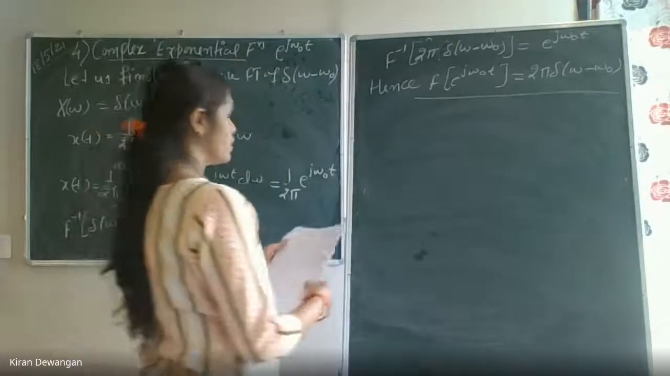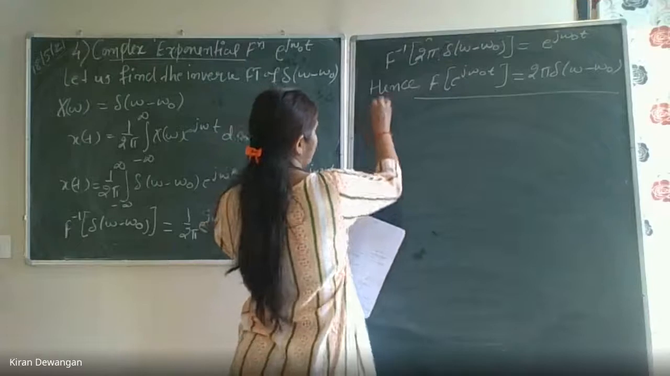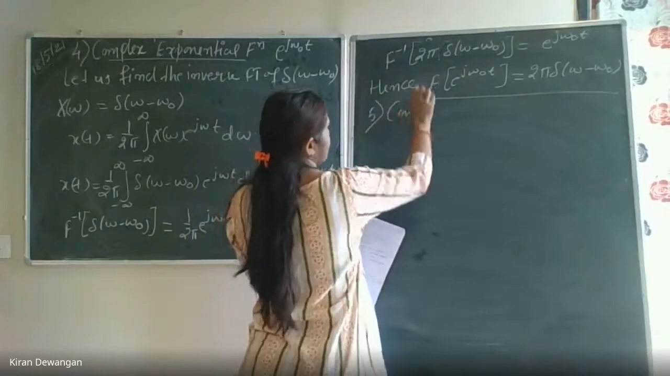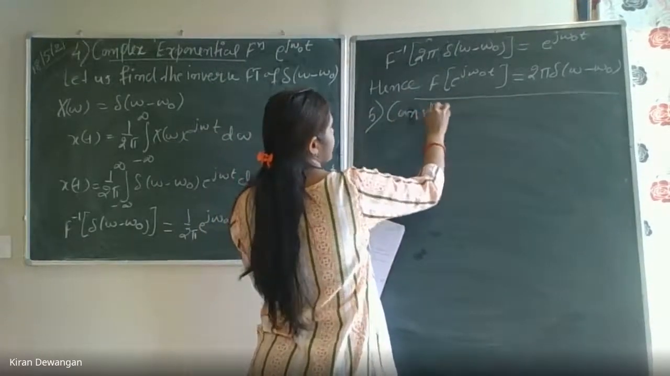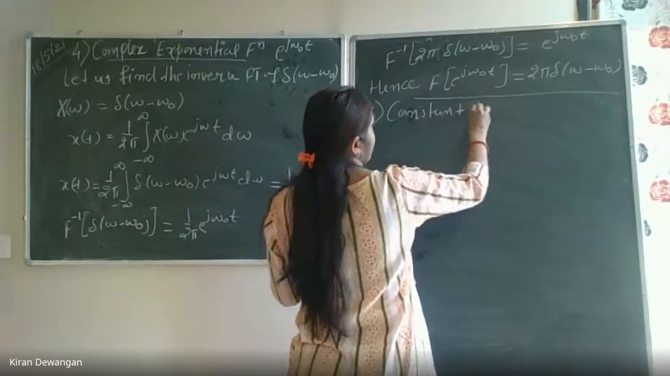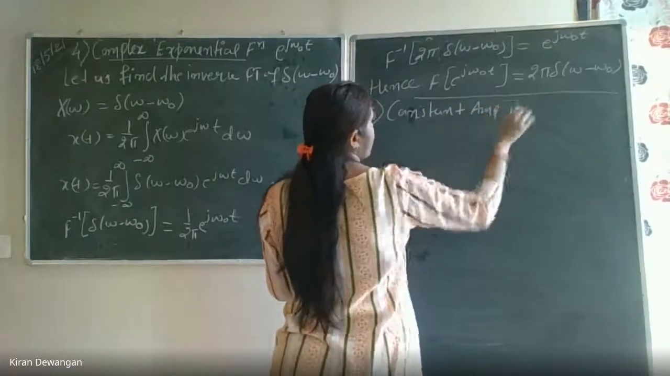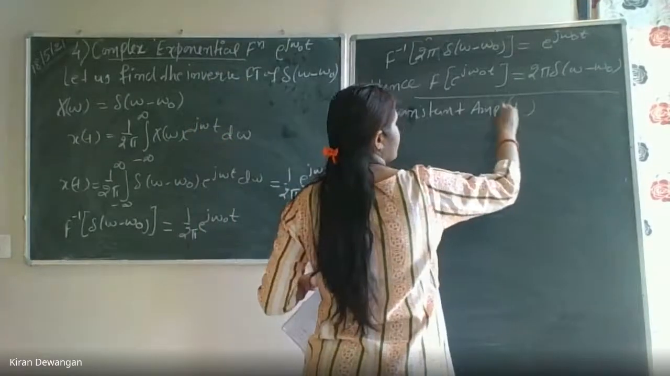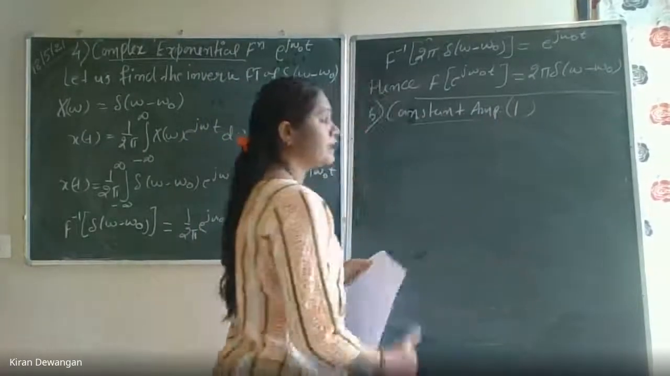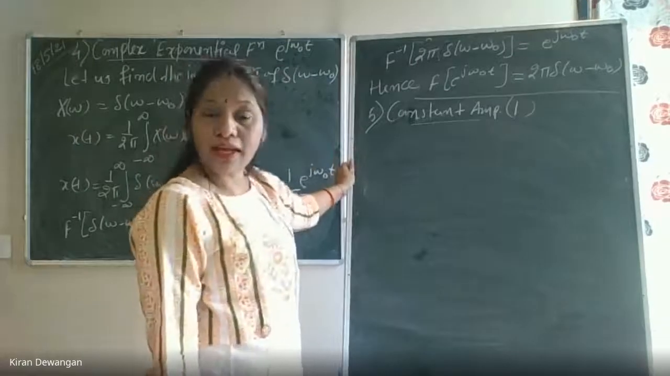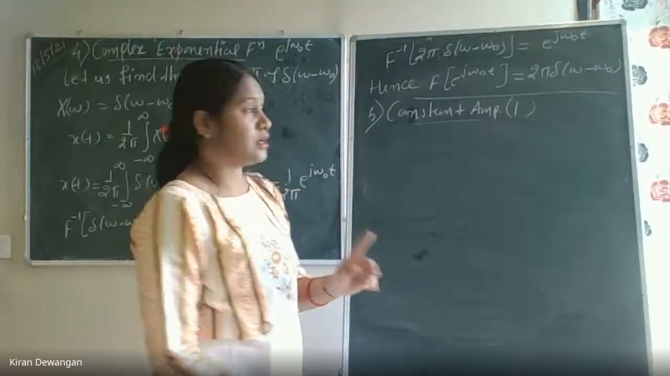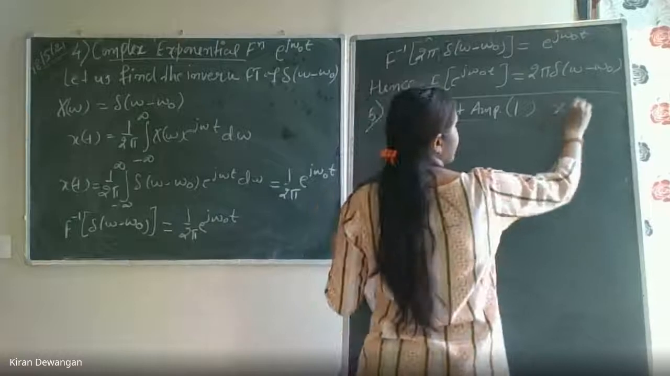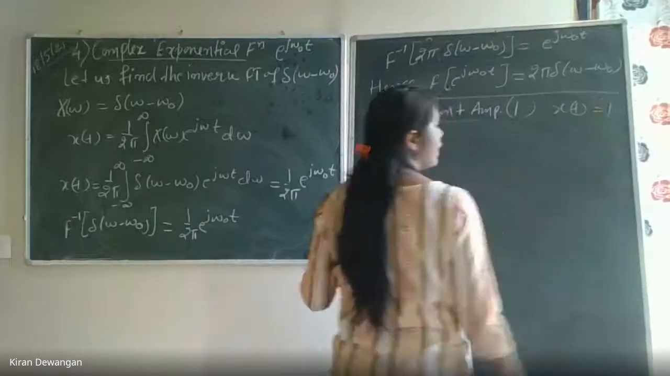Now the another function, the fifth one, is a constant of amplitude 1. Okay? Now if I am taking a constant amplitude as 1, again in this case x(t) is just 1, it's a constant value. Okay, what it is saying, x(t) is just 1.